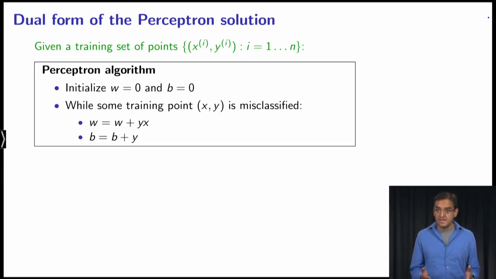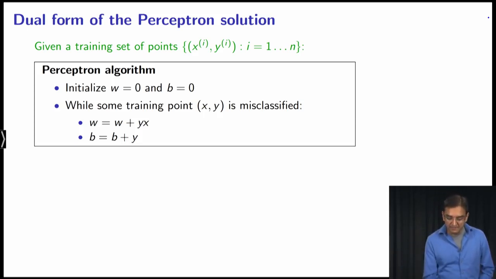Okay, so here's the algorithm. The setup is that we have training points, xi, yi. The x's are vectors in, say, some d-dimensional space. The y's are the labels, +1 or -1. Now we're going to learn a linear classifier given by w and b.